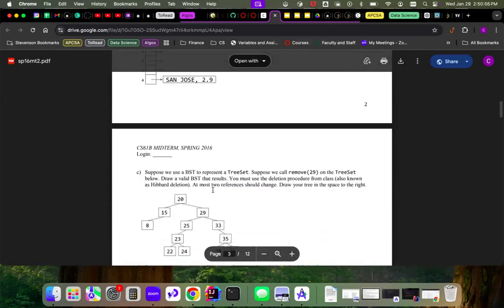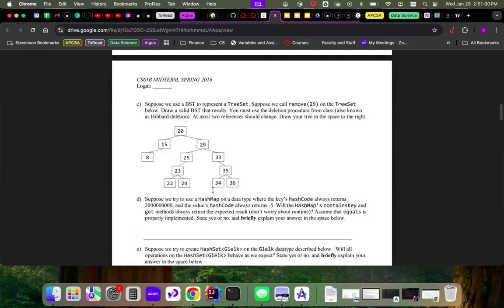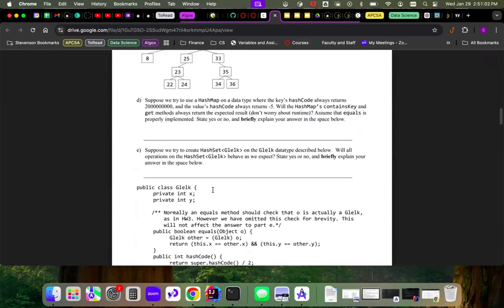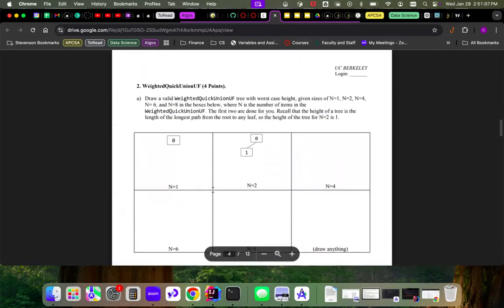Okay, problem 2. Suppose we use a BST. No, we don't want it. Really? Problem 2? Oh, problem 2, weighted quick union. Whew, all right. We are about to do binary search trees.